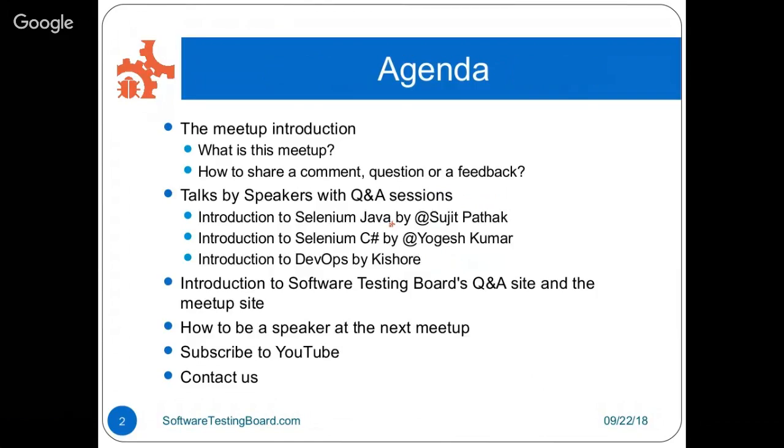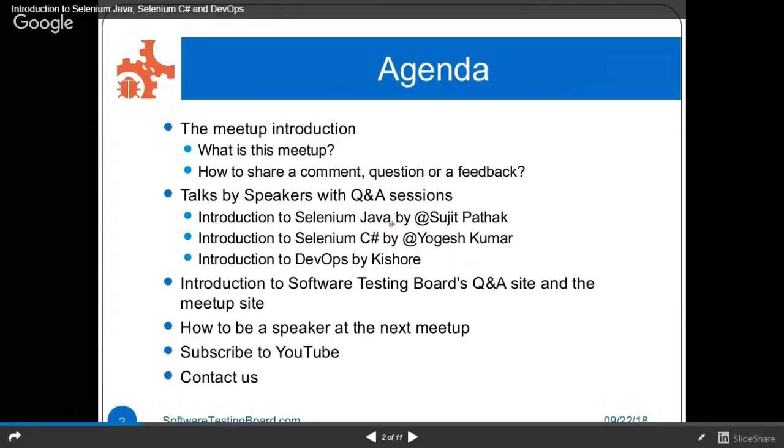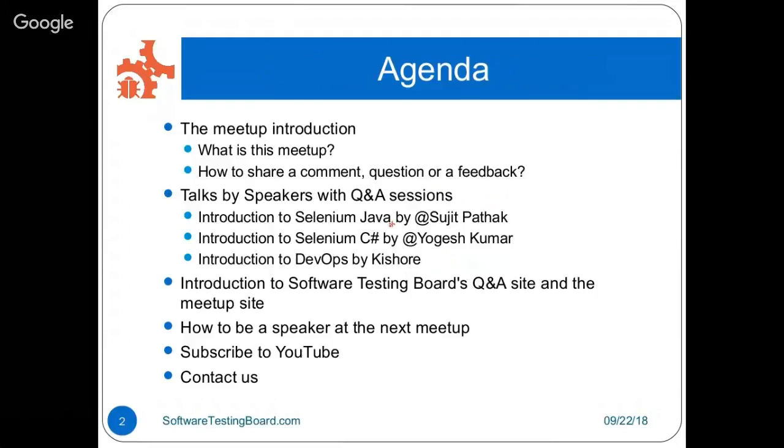So, this is what is going to be our agenda. First, I'm going to explain what this meetup is and how to share a comment, question, or feedback. After that, we are going to have talks by our speakers. The first talk is an introduction to Selenium Java by Sujit. Second is an introduction to Selenium C Sharp by Yogesh, and third is an introduction to DevOps by Kishore.